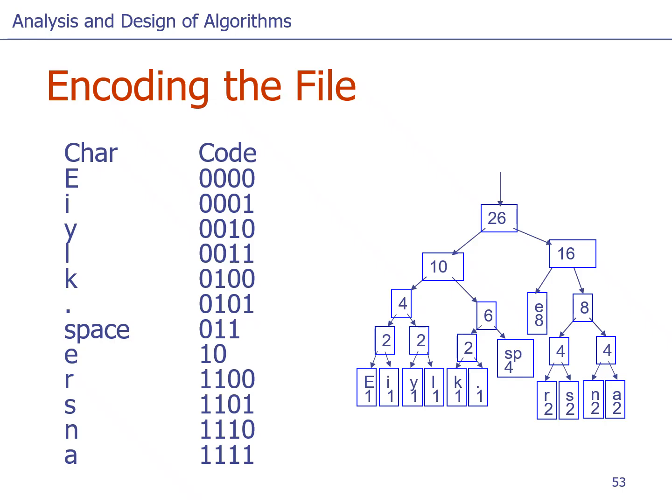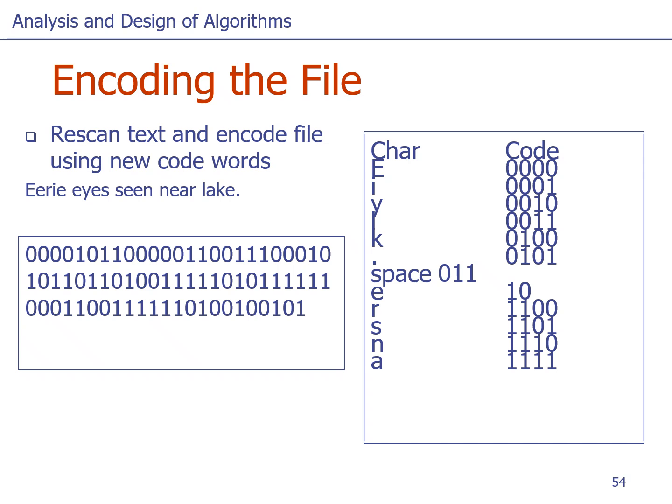So having this table of encoded values will help us to compress the file. And that's what we're going to do next. I'm going to go to the text now, "Eerie Eyes Seen Near Lake", and for every letter I will look up in my table and figure out the bit sequence and then insert it instead of the letter. So when I see the capital E, I'm going to insert 0 0 0 0, and when I see a small i, I'm going to insert 0 0 0 1, and then when I see a small e, which appears many times, I'm going to only insert 1 0.